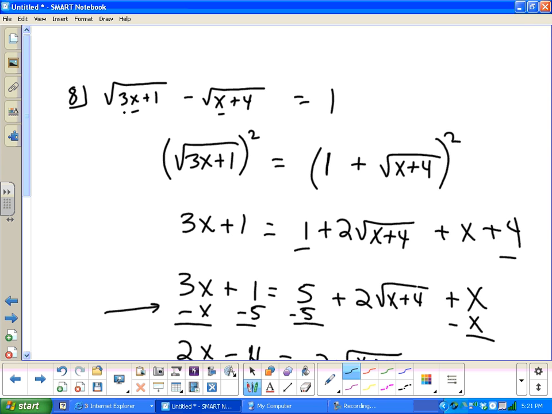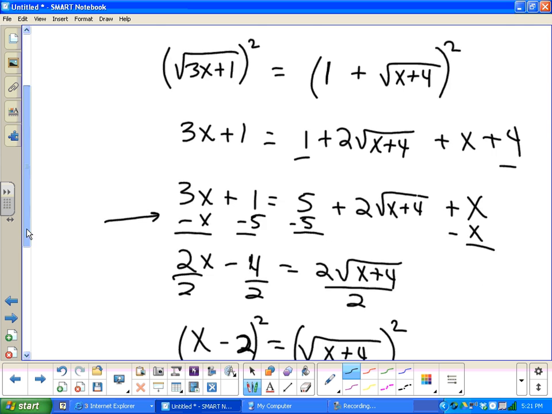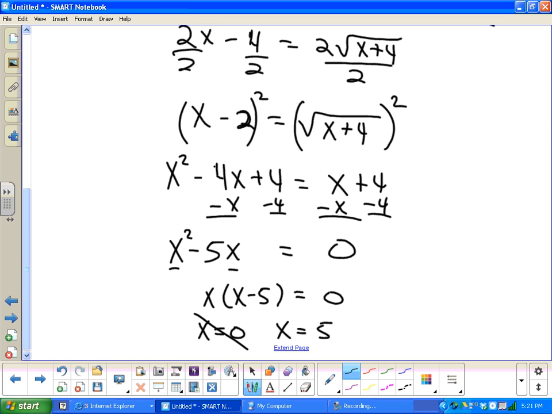So 3 times 0 would be 0, and 0 and 1 would be 1, and the square root would be 1. 0 plus 4 would be 4, and the square root of 4 is 2. And so I've got left 1 minus 2 equals 1, and that's not correct. 1 minus 2 would be negative 1. So 0 here ended up being an extraneous solution.